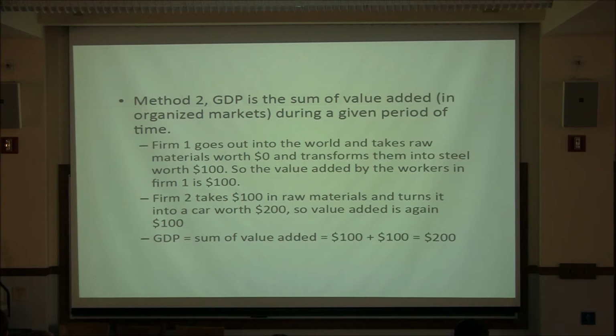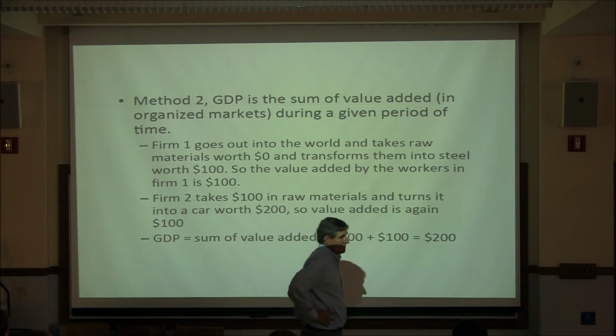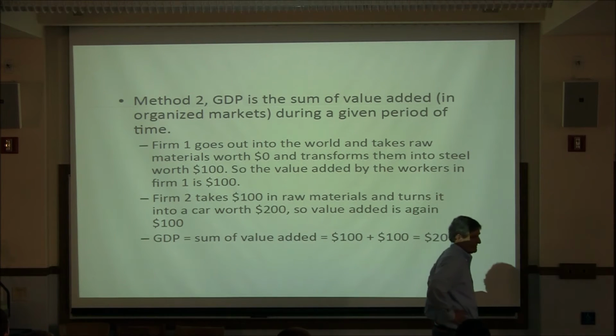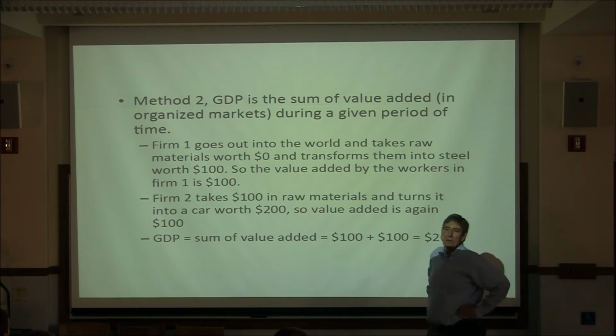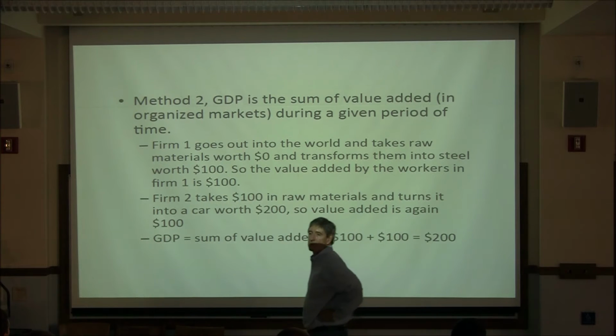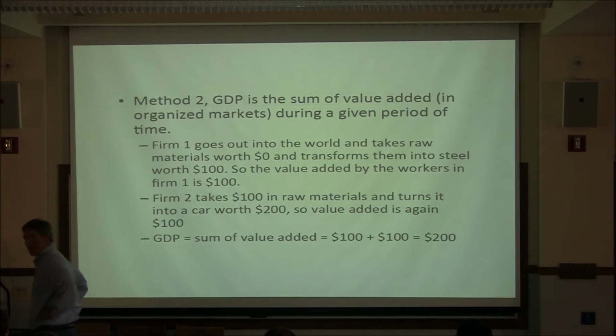Now the last thing is, do you remember how much we paid the workers in firm 1? 80. And then the profit was 20. So there was $100 in income generated by firm 1. What about firm 2? 70 plus anything left over has to be profit.